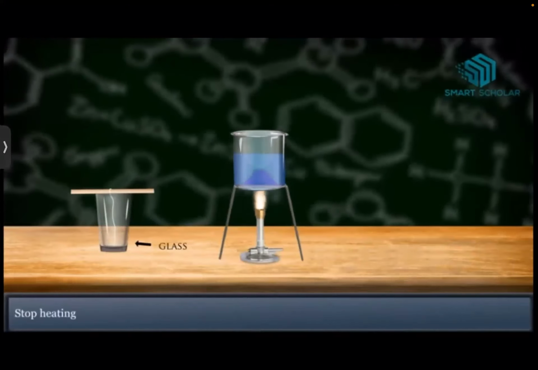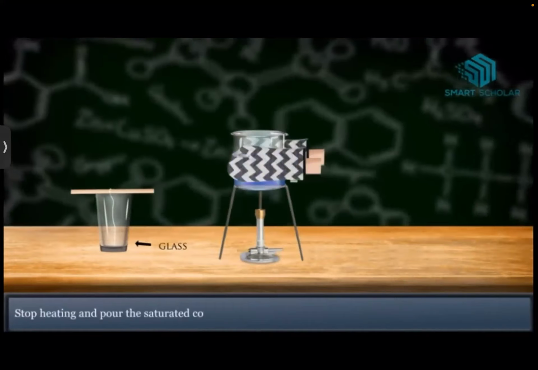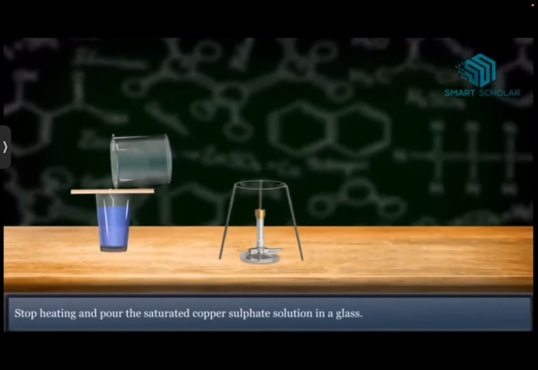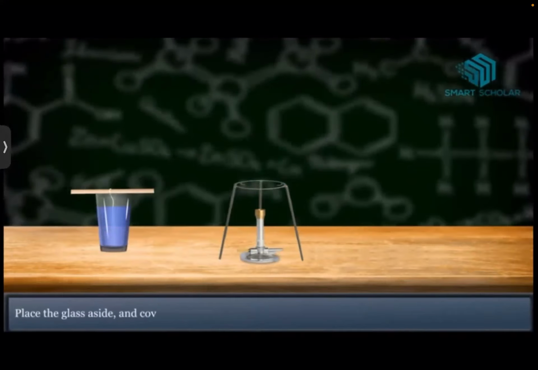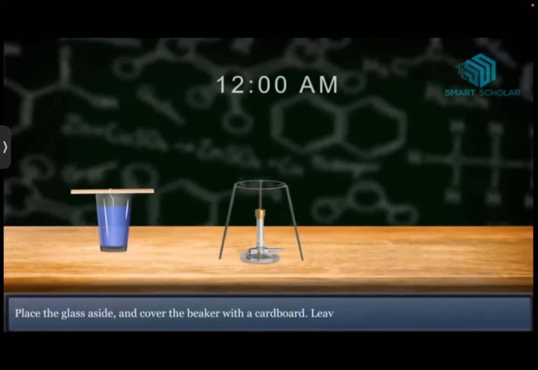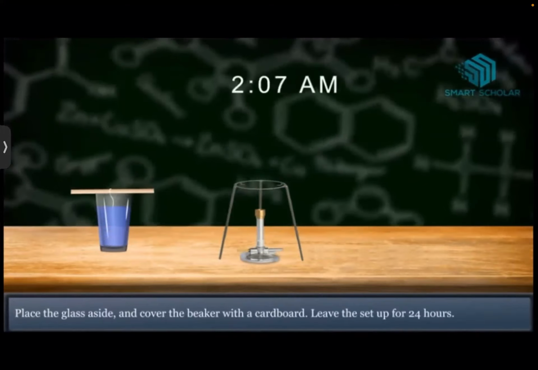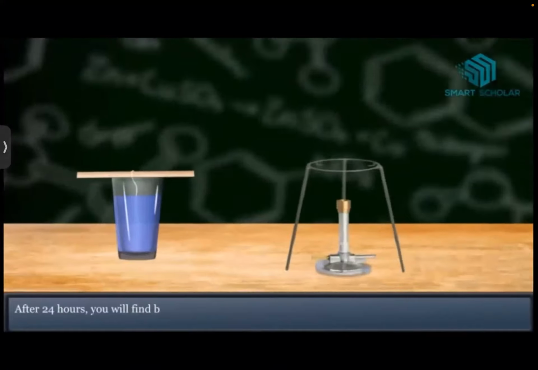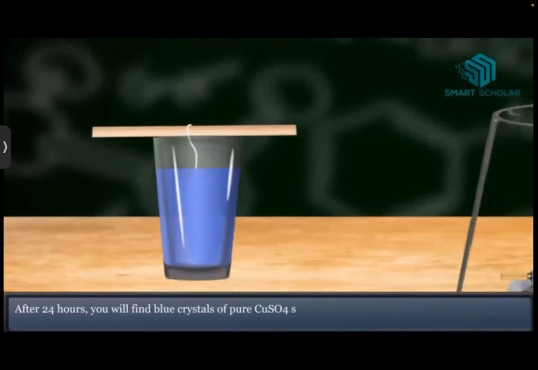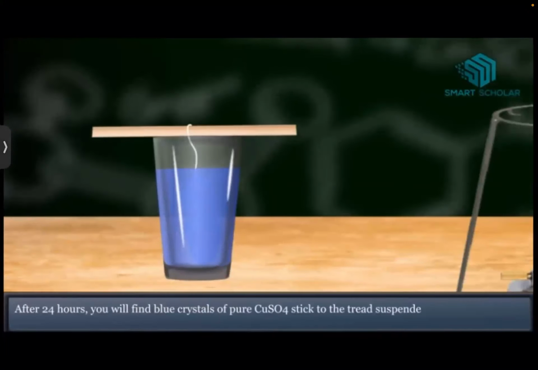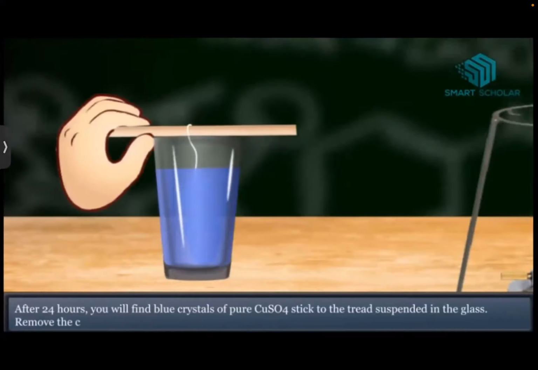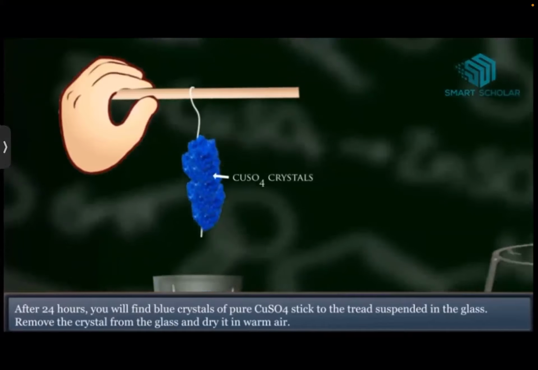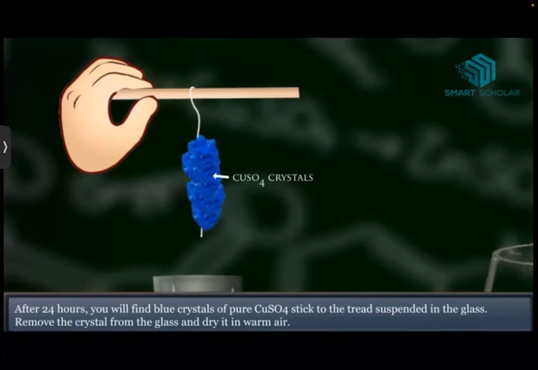Stop heating and pour the saturated copper sulfate solution in a glass. Place the glass aside and cover the beaker with the cardboard. Leave the setup for 24 hours. After 24 hours, you will find big blue crystals of pure CuSO4 at the base of the beaker. Then remove the crystal from the glass and dry in warm air.